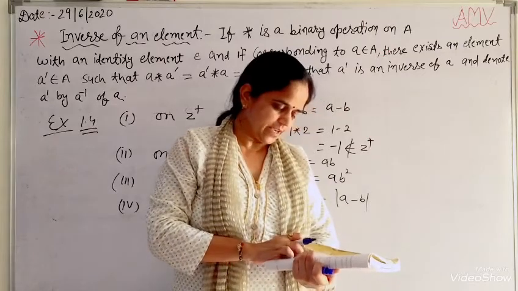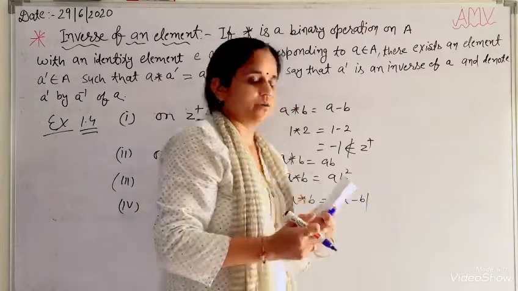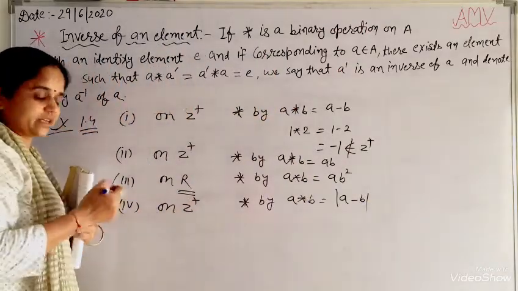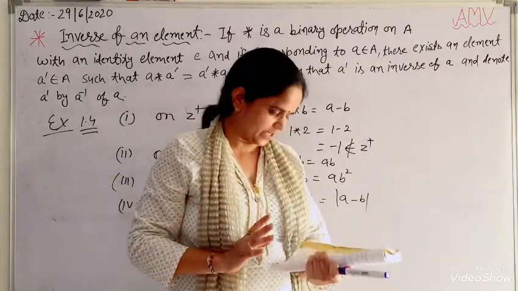Next is on Z plus, a star b is equal to a. If the elements are given from Z plus and the first element is also Z plus, then it will also be a binary operation.